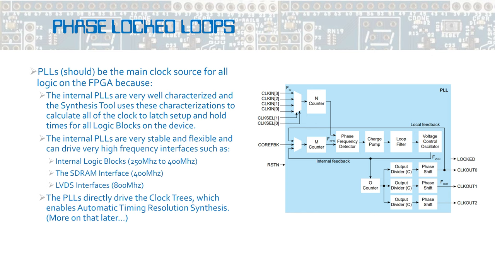The PLL is characterized by the manufacturer to have very tight timing constraints. And they know the timing constraints. So when their synthesis tool uses the PLL, it knows exactly what the skew is going to be. It knows exactly what the propagation delays are going to be. And it's going to build a timing model internal to fit your design on their part. You don't have the work to do if you use the PLL.